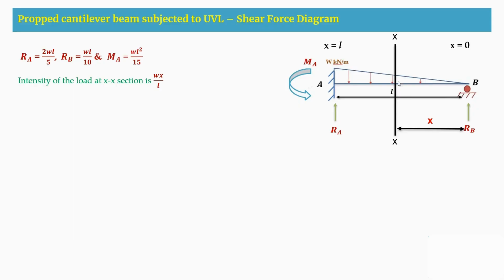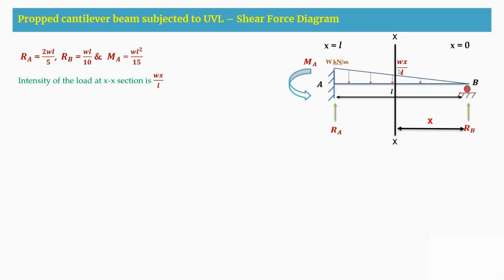So at X is equal to distance, what is the intensity of the load? W load is there for L distance. Then what is the load that is there for this X distance? By considering similar triangles, I am getting it is Wx by L. So this ordinate is Wx by L.